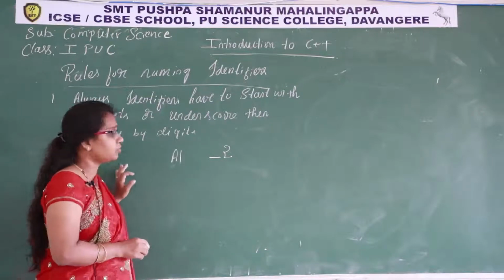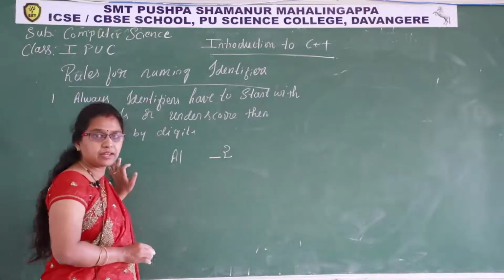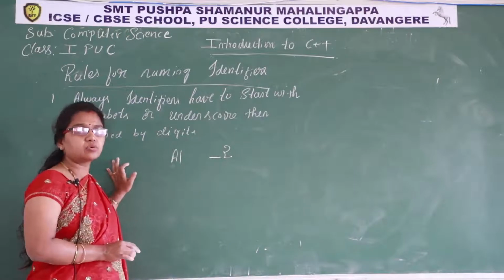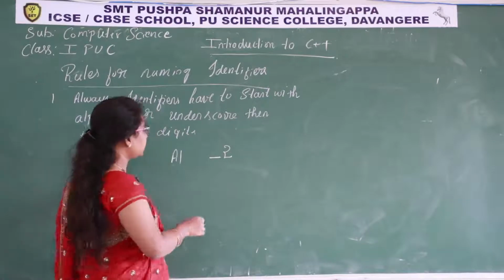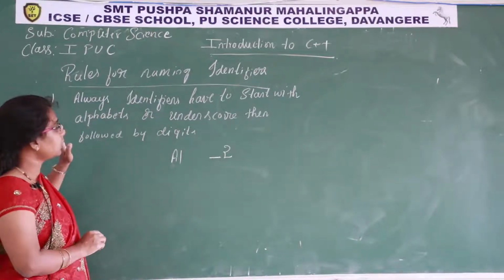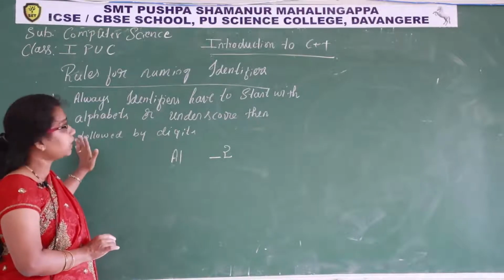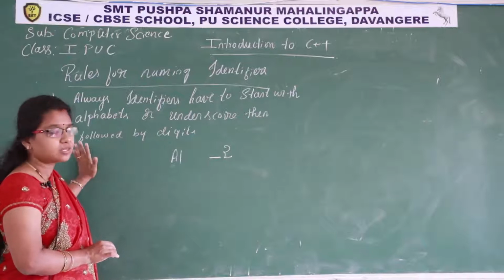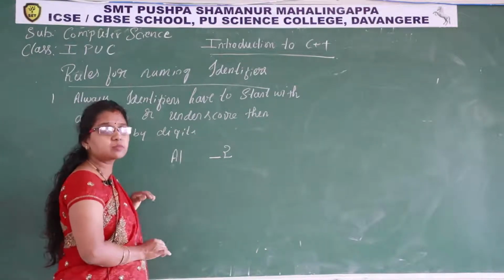So far we have taken A, B, C, area, R. We had taken those types of names for the memory locations. You can take this type also, _2. You need to remember these points. It's a very important thing. Rules for naming identifiers. First, it should not start with a digit or any special character.